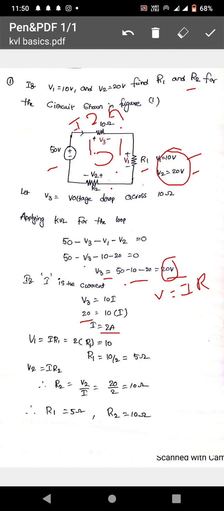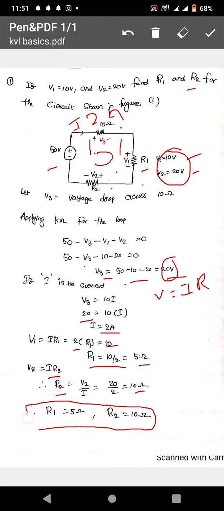If we know the current I equal to 2 amps, then we can easily calculate the resistance R1. V1 is already given, it is 10 volts. V1 equal to I into R1, so 10 equal to 2 into R1, and R1 equal to 10 by 2 equal to 5 ohm. Similarly, V2 equal to I R2 because the current is the same. R2 equal to V2 by I, that is 10 ohm. Therefore, the resistances are 5 ohm and 10 ohm. This is the simple problem where we applied KVL.